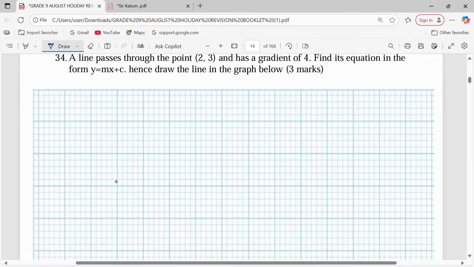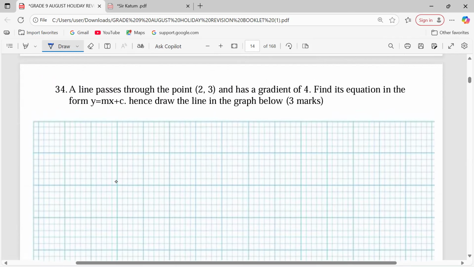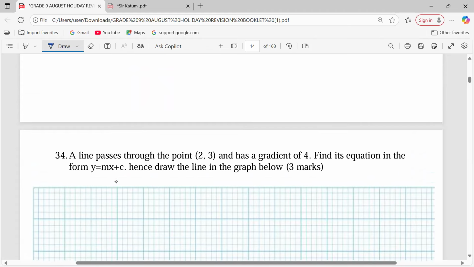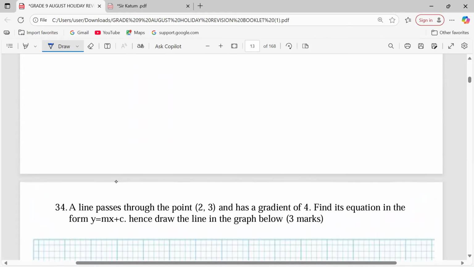We look at the question in number 34. What is the question telling us? That a line passes through the point (2, 3) and has a gradient of 4. Find the equation in the form y = mx + c. Hence, draw the line on the graph. So let's find the equation. We express the gradient of 4 using the provided coordinate and another coordinate, (x, y).